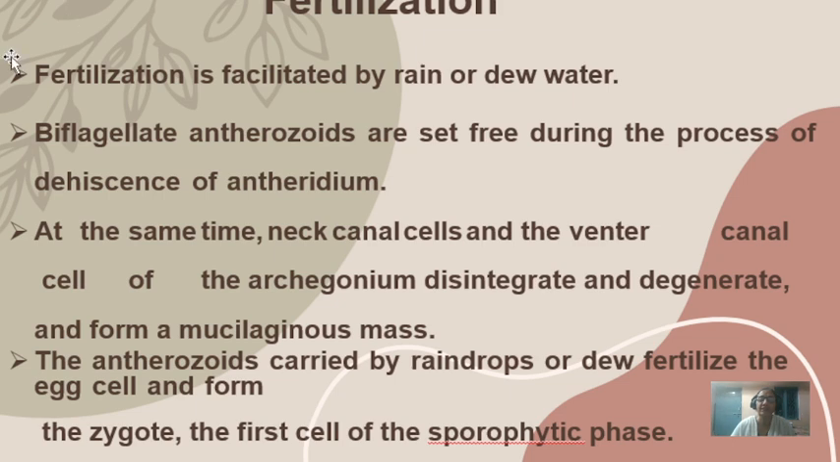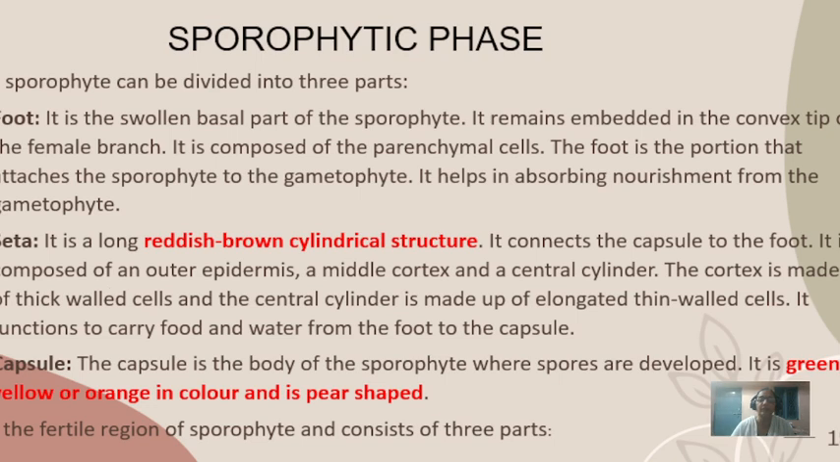Fertilization is facilitated by rain or dewdrops. The biflagellated antherozoids are set free during the process of dehiscence of the antheridium. At the same time, the neck canal cells and the venter canal cells of the archegonium disintegrate and degenerate to form a mucilaginous mass. Antherozoids carried by the raindrops fertilize the egg and form the zygote, the first cell of the sporophytic phase.